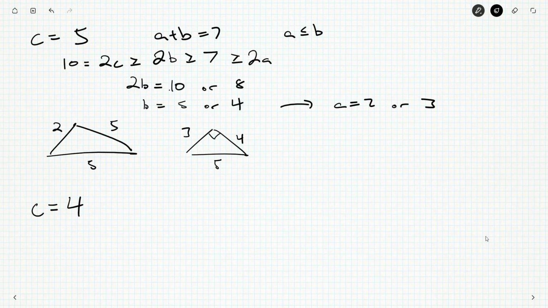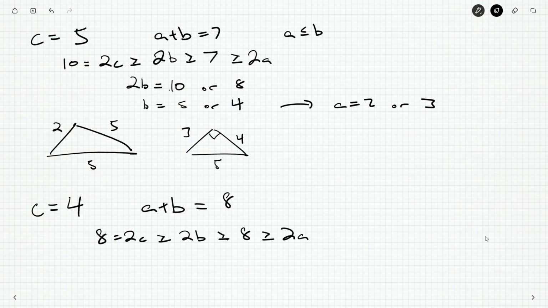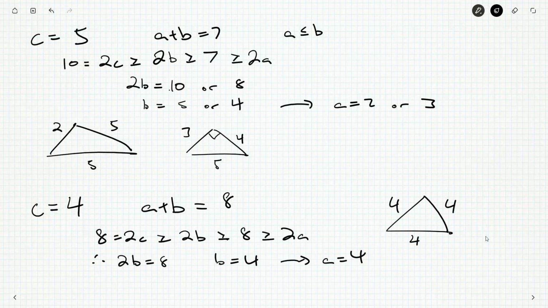Well, we could have C be 4. If that's the case, then A plus B is going to have to be 12 minus 4, which is 8. Okay. Now, once again, we can see that 8 is 2C, which has to be greater than or equal to 2B, which has to be greater than or equal to 8, because that's A plus B, which has to be greater than or equal to 2A. But the 8s on either side mean that 2B is going to have to be 8. So B is going to be 4, and that forces A to be 4 as well. We get just one other triangle here. And we could keep going.